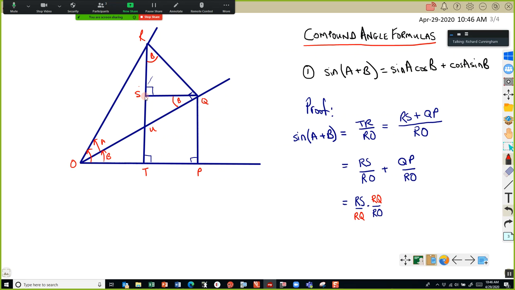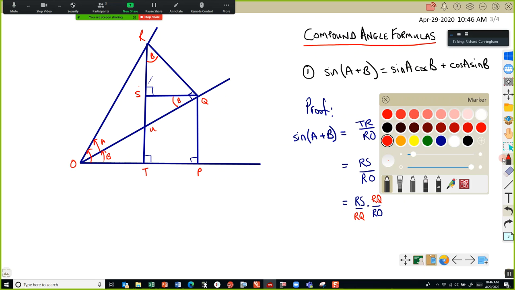And if I look at this carefully, what does RS over RQ equal? Cos of B, right, okay, because this would be the adjacent, this is the hypotenuse. Okay, we'll come to that in a second. We'll come back to that in a second.